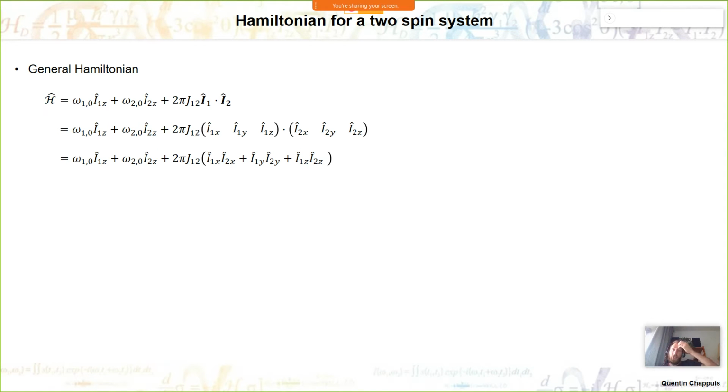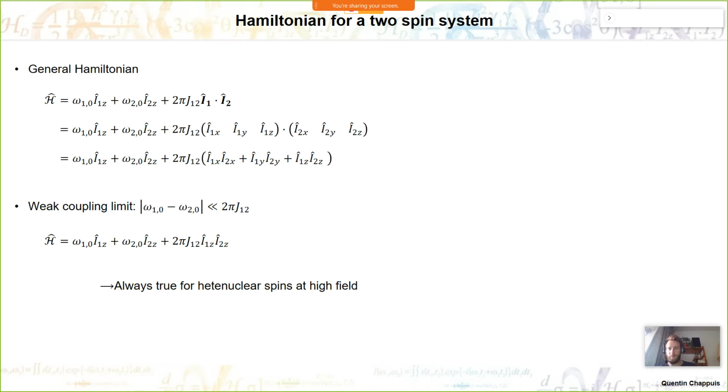This is the very general form, but in many cases, especially in heteronuclear systems, when the difference in Larmor frequency of the spins is... Oh, I wrote... This is wrong, sorry. This is the opposite: when the difference in Larmor frequency is great with respect to 2 pi J, then we can just drop the parts I1y, I2y, and I1x, I2x, and get this easier Hamiltonian, which is always true for heteronuclear systems at high field.